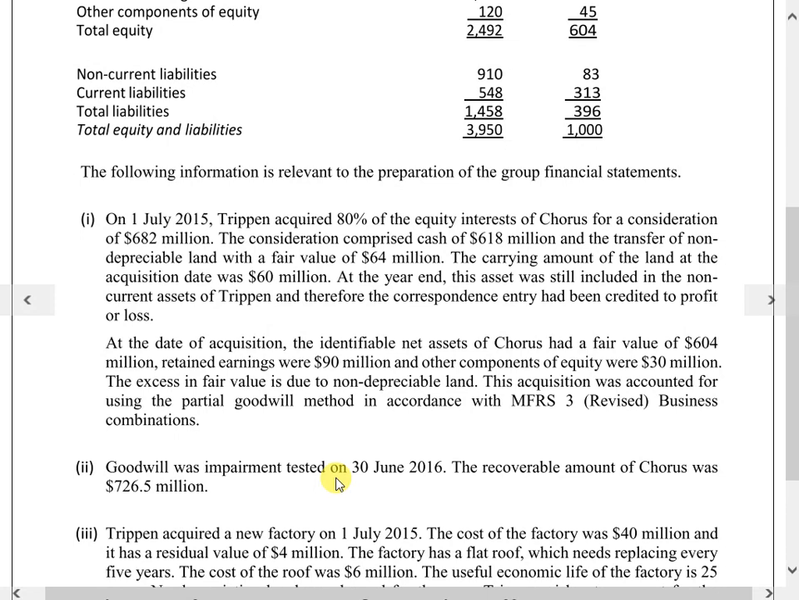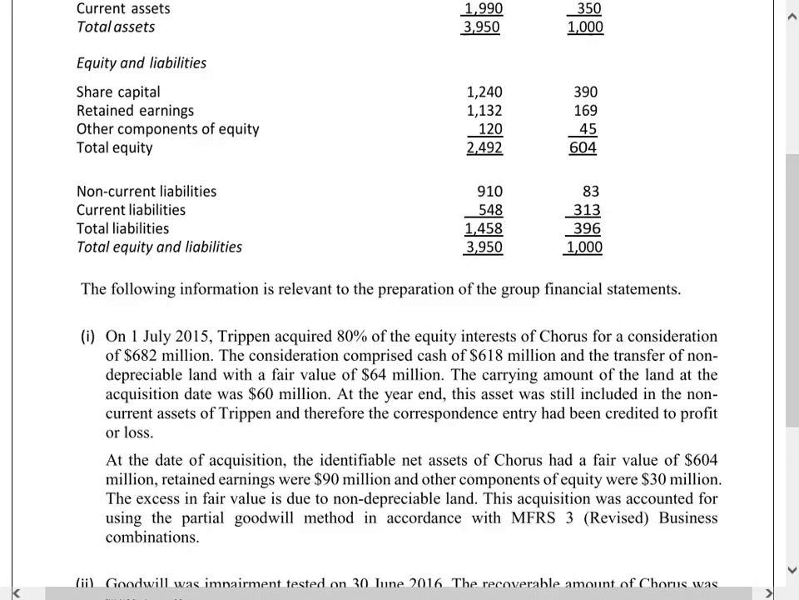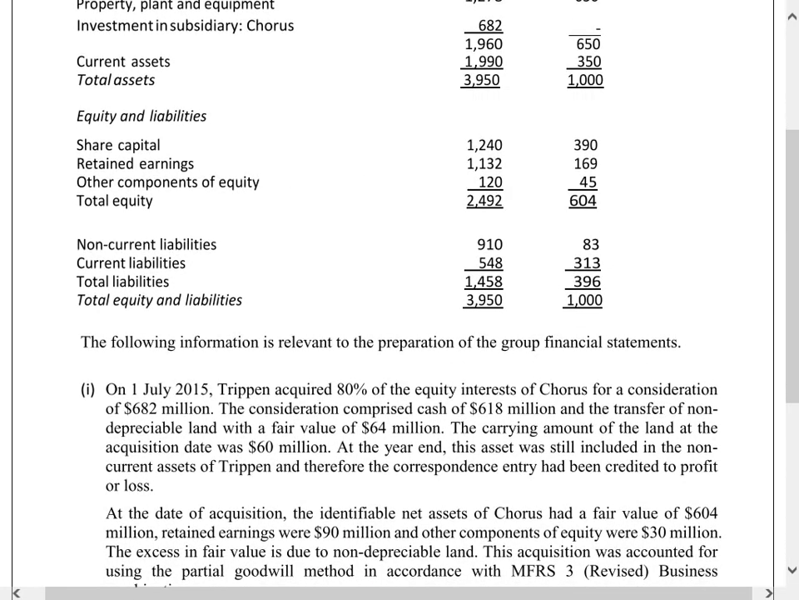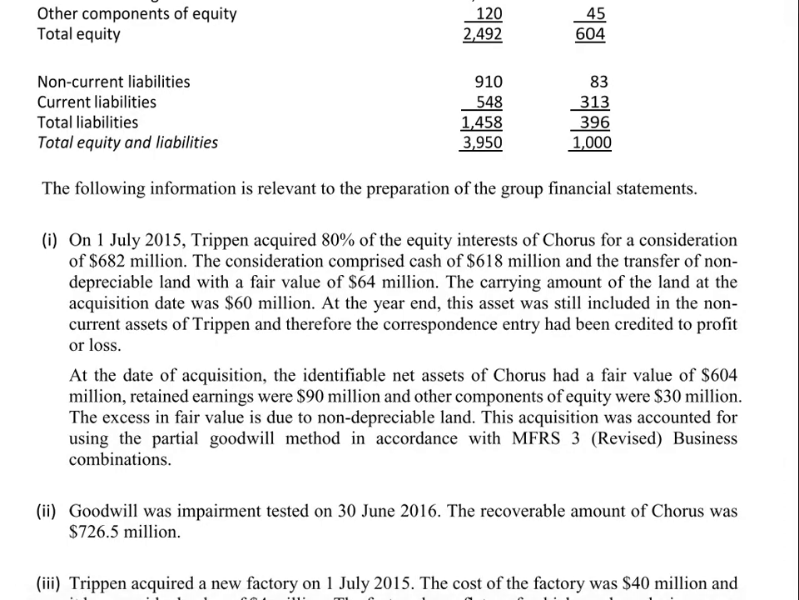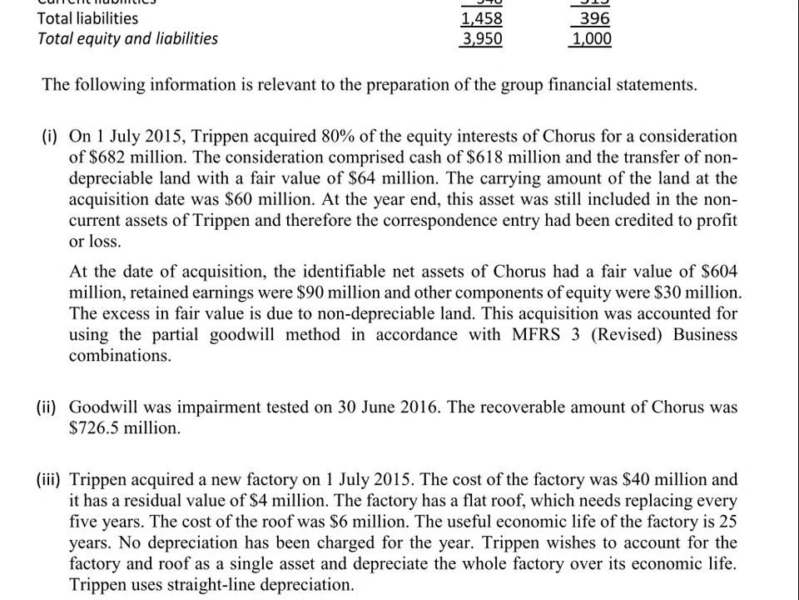Triple acquired 80% of equity share of Chorus for consideration of 682. The consideration comprised of 618. Transfer of non-depreciable land with a fair value of 64. You pay 618 and you transfer your asset of 64 fair value to acquire 80% of the company share. Subsidiary. The carrying amount of the land at the date of acquisition was 60.